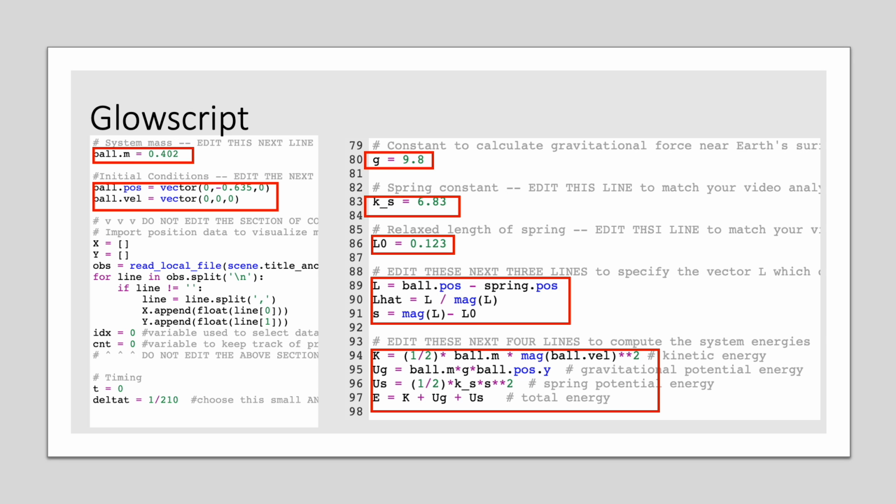I computed the energy equations. The kinetic energy is equal to half the mass times v squared, the gravitational potential energy is mgh, and the spring potential is half k times s squared. The total energy is the sum of kinetic and potential energies.